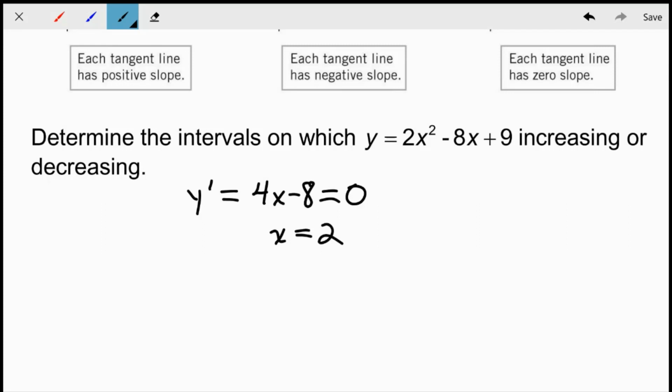Now, to analyze our function, we're going to use something called a sign chart. And a lot of you have seen these before, some of you may not have, so I'll kind of explain how these work. In a sign chart, basically what it is is a number line.